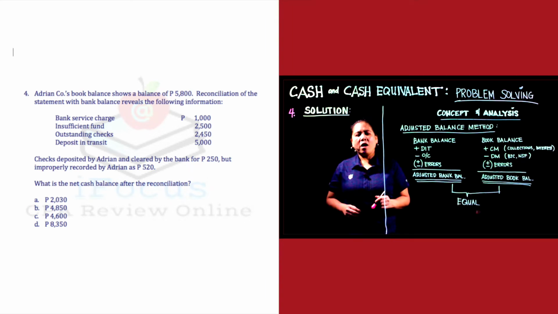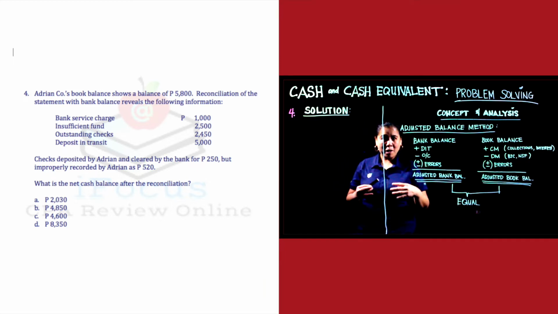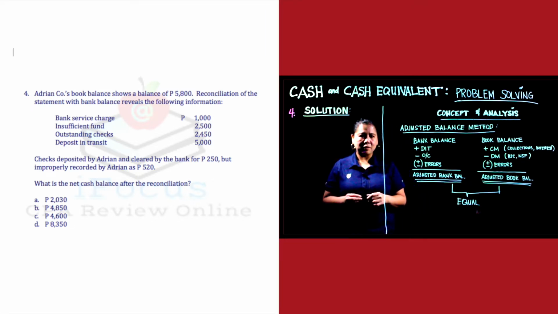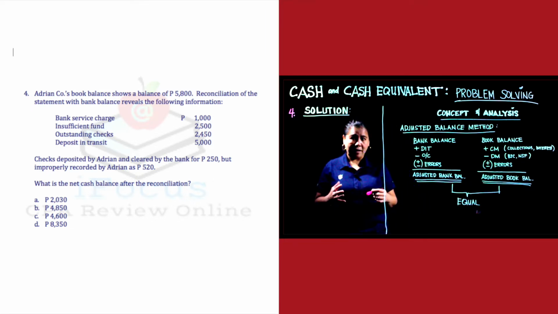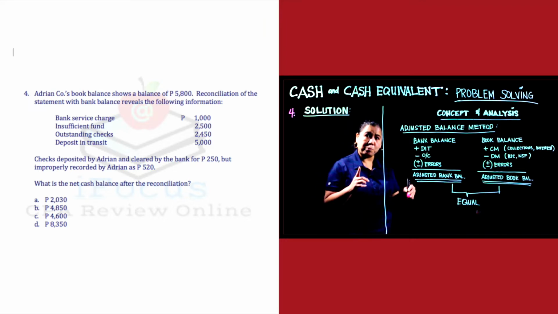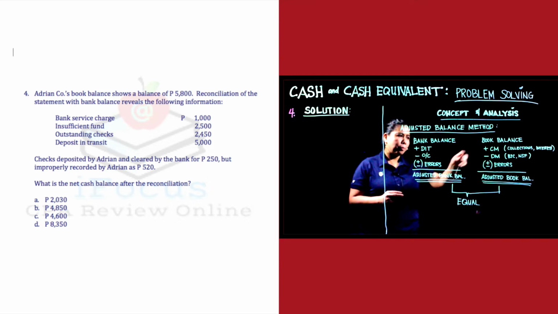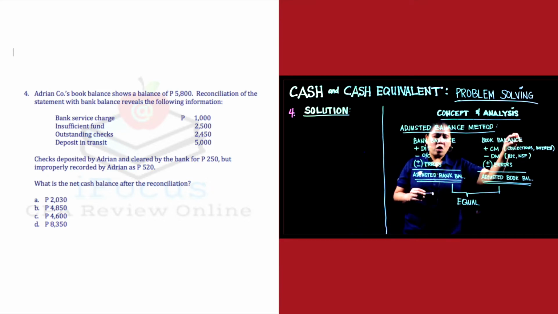Question number 4. The requirement is, what is the net cash balance after the reconciliations? So, another reconciliation problem na naman tayo. Halos magkaparesa sa number 3 natin. So, Adrian Company's book balance shows a balance of 5,800. So, this time, ang given sa problem is the company's book balance. So, book balance ang given. So, kung ang tinatanong ay adjusted cash balance, ito ang gagamitin natin sa pag-analyze sa problem.